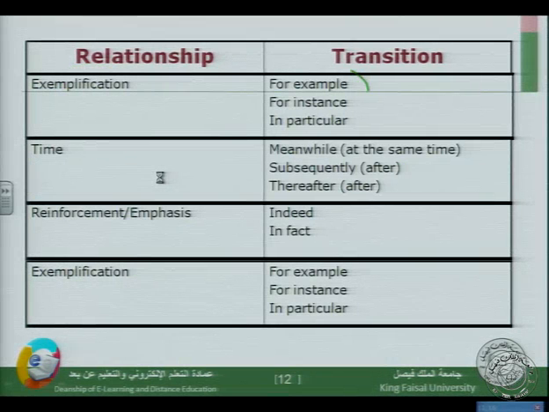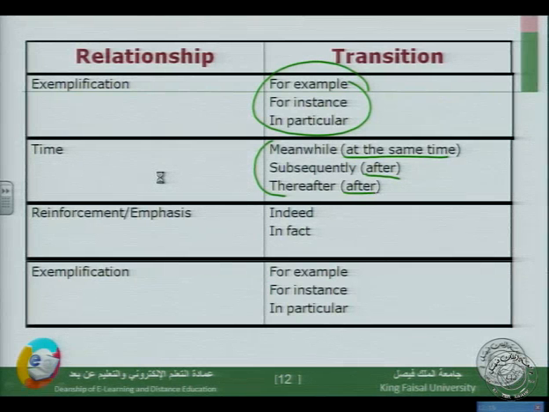Also for the exemplification, we've talked about these, about time. If you can, say meanwhile. Meanwhile means at the same time. Subsequently means after. Thereafter means after. The most commonly used one is meanwhile.